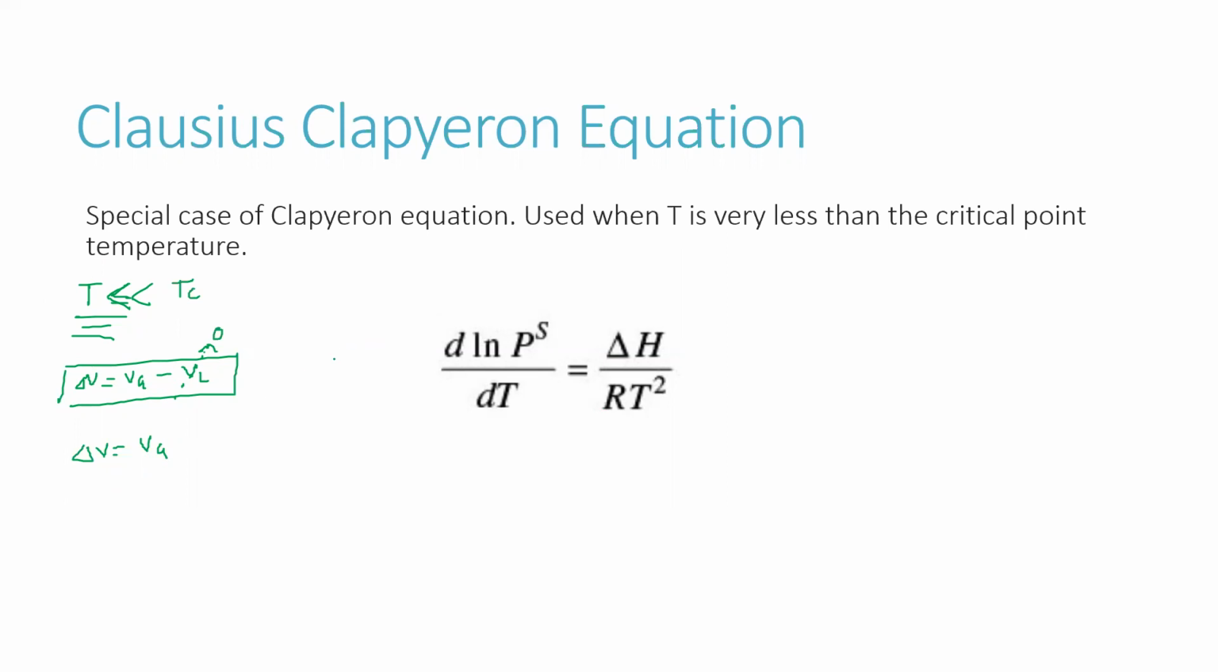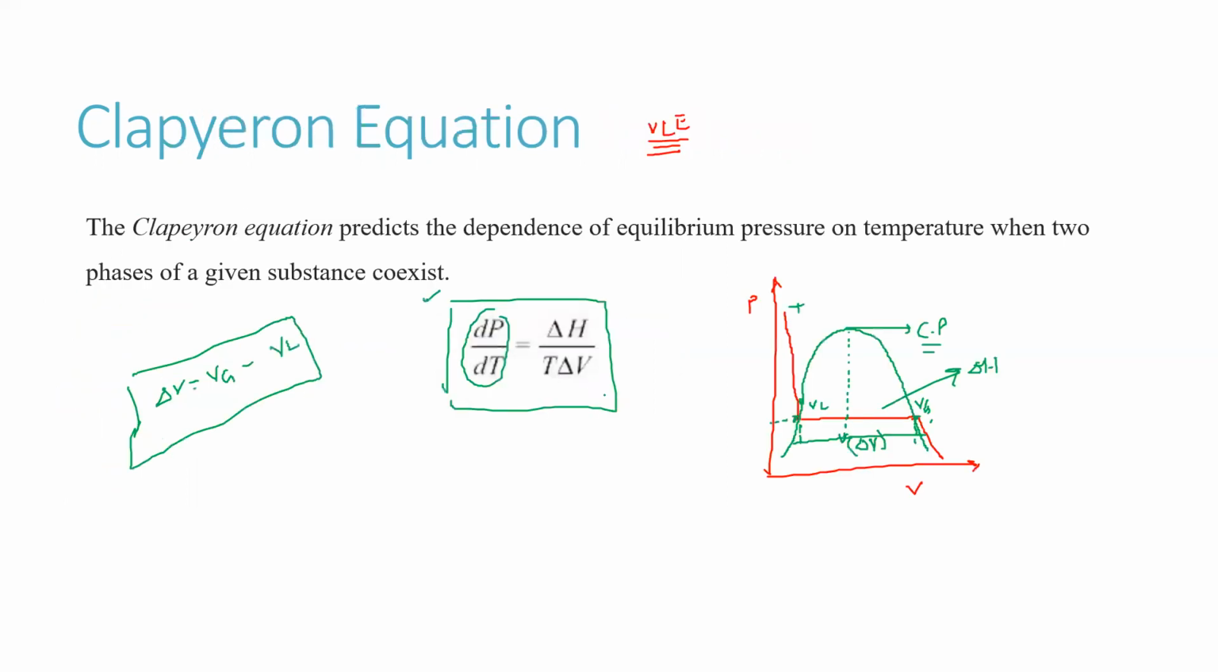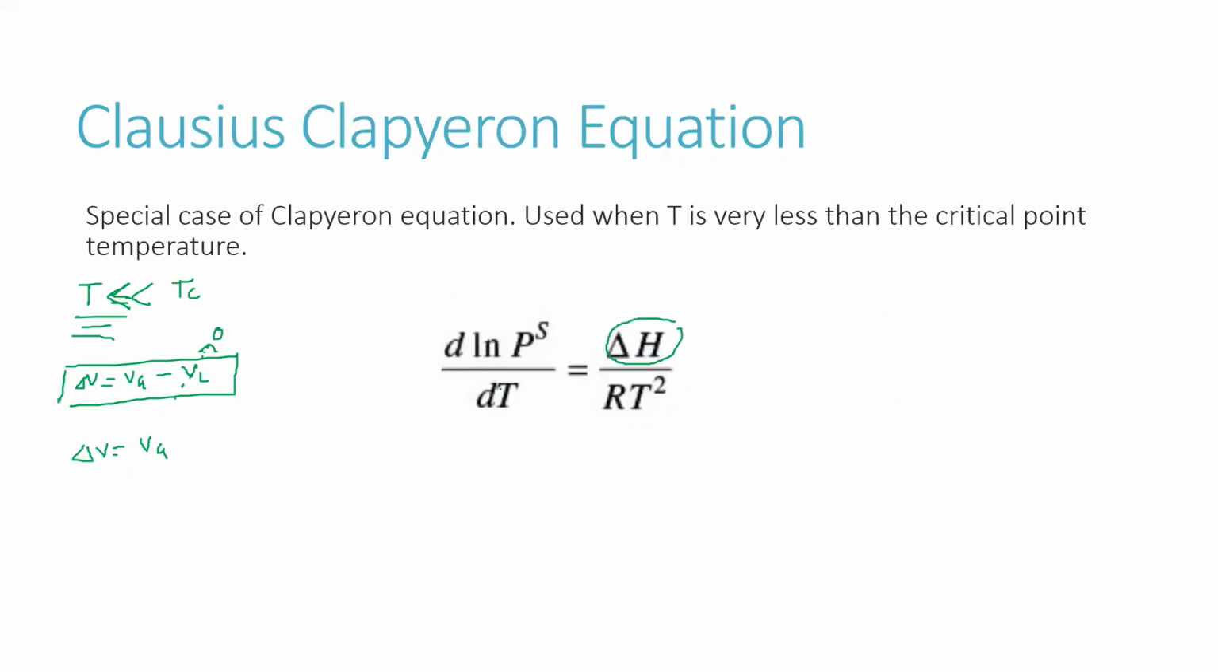And one more assumption that we take is that delta H, the enthalpy of vaporization, is usually considered constant, independent of pressure and temperature, usually independent of temperature. And one more thing that we have over here is that the vapor follows the ideal gas law. These three assumptions we take. First, that the liquid volume is negligible in comparison to the vapor volume.